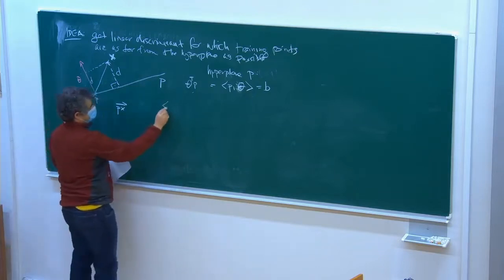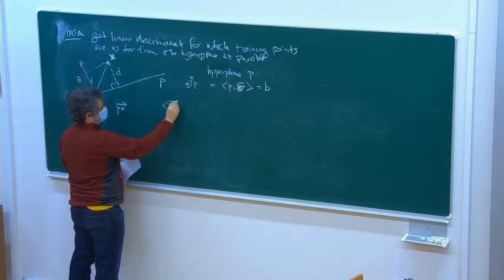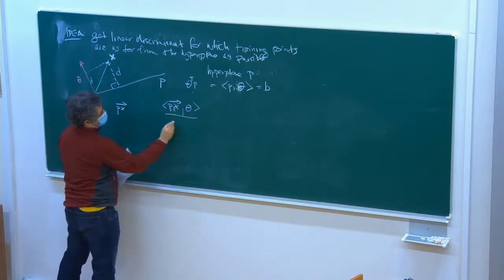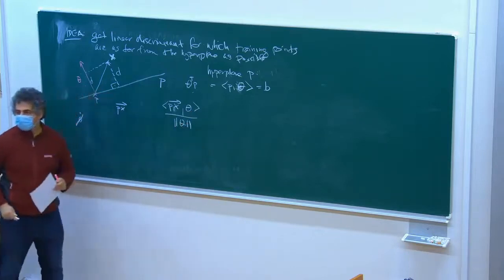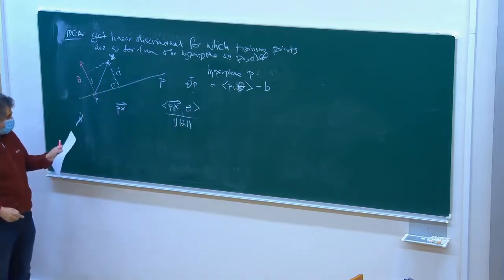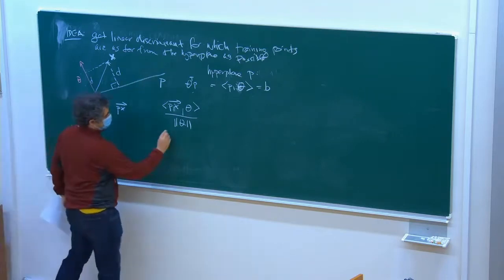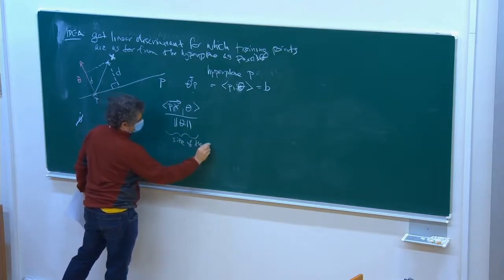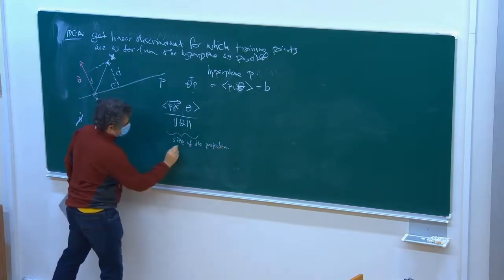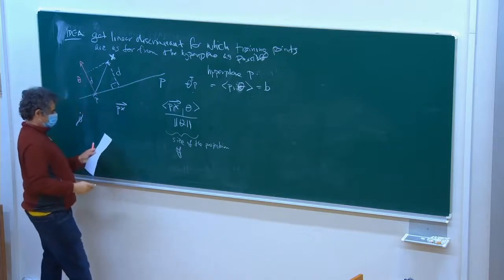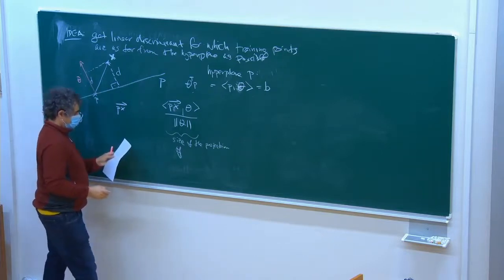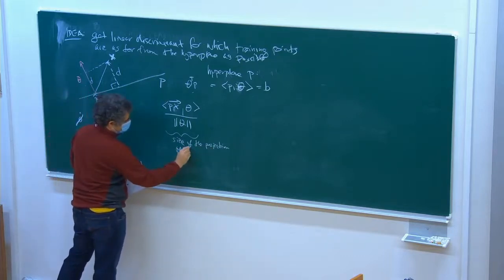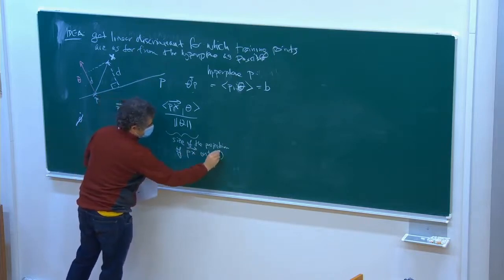So you get something like the dot product of px and theta, and then you have to divide by the size of the vector theta. And that's basically the size of the projection of vector px onto theta.